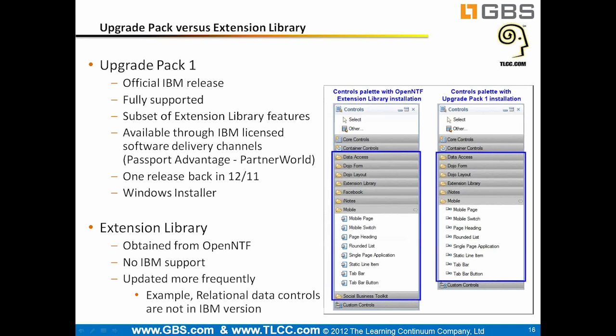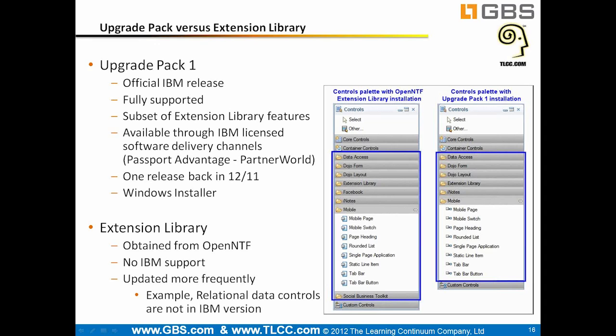So a little bit of the differences is the Upgrade Pack 1. That is the official IBM supported release of this subset of controls that were in the extension library. And you download this through your Passport Advantage or Partner World if you're an IBM business partner. Now, some of the disadvantages is that this came out in December of '11, and there's been no fixed packs and no additions to this since then.